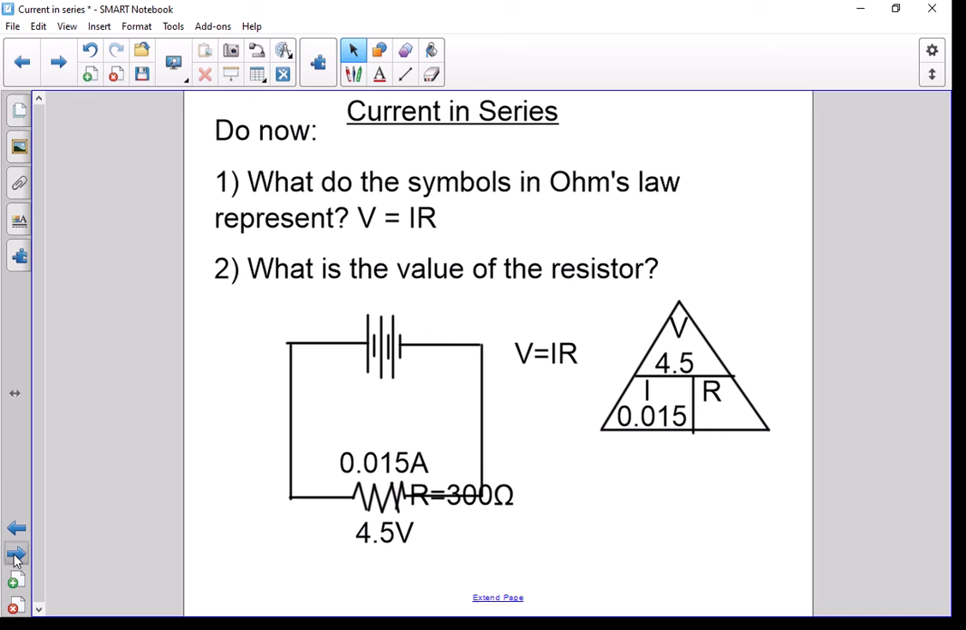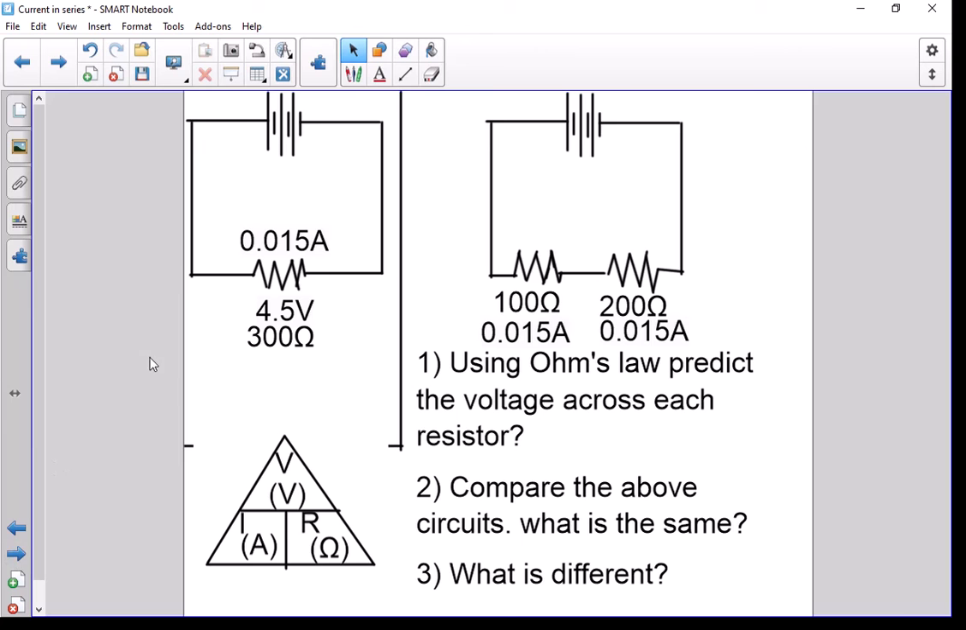So let's just compare this circuit to another one. If I was to split my resistor up into two separate resistors, so I've got 100 ohms and 200 ohms, and we've still got 0.015 amps running through our circuit, what would be the voltage across each resistor? And once you've worked that out, compare those two circuits. What is the same? What is different? So pause, have a go, unpause when you're ready.